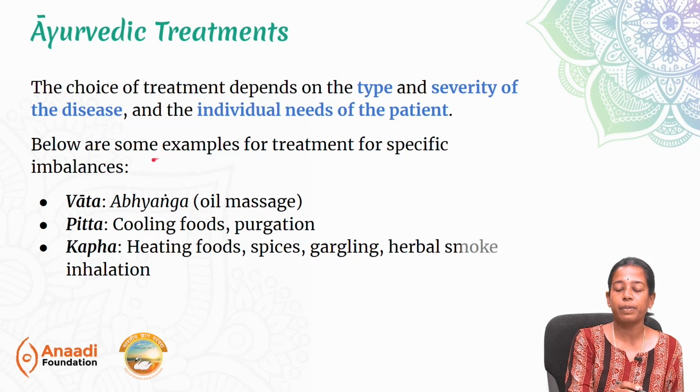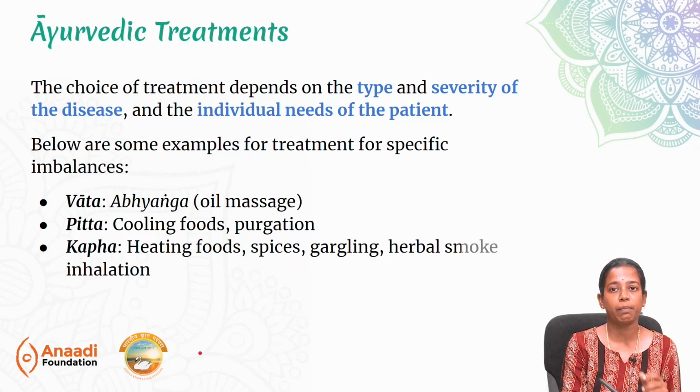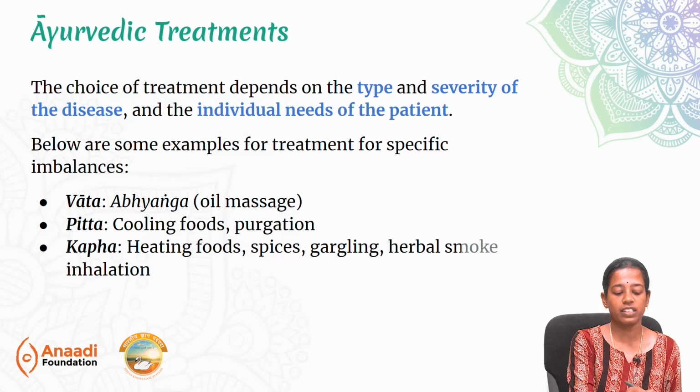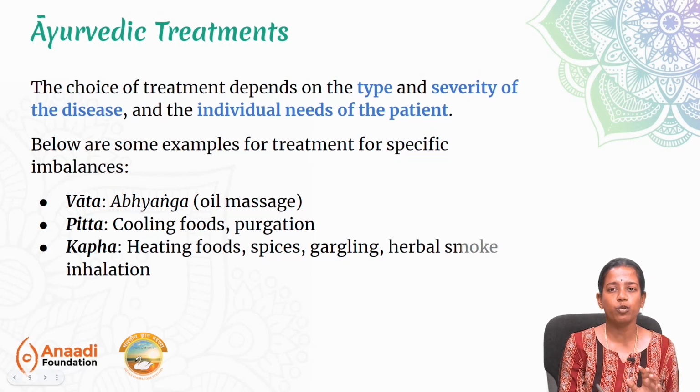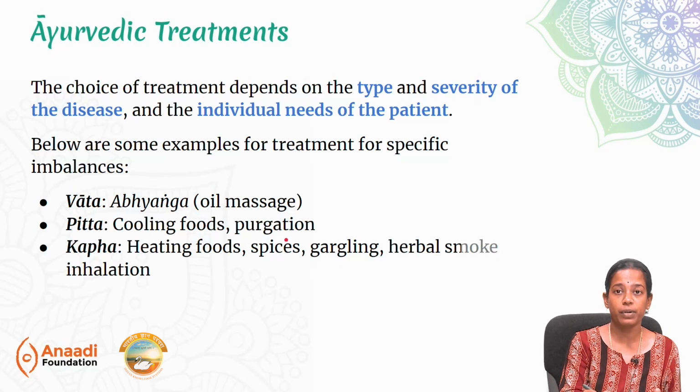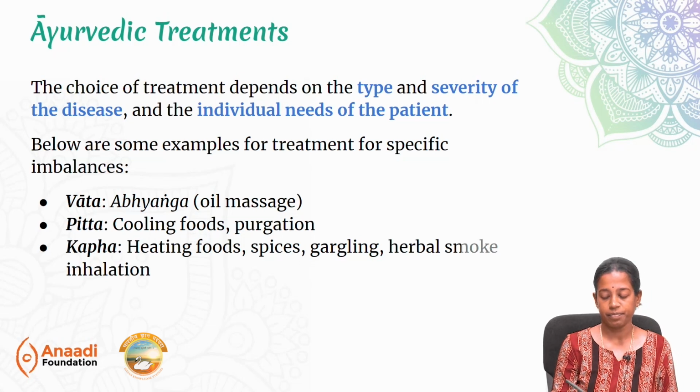Below are some examples for treatment of specific imbalances. We have already seen this, it is more of a reiteration. When there is a Vata imbalance, Abhyanga can be prescribed. When there is a Pitta imbalance, usually as a palliative care, we give them cooling foods. In an advanced stage, we prescribe them purgation. If there is a Kapha imbalance, as a palliative care, we give heating foods, gargling, spices and herbal smoke inhalation.